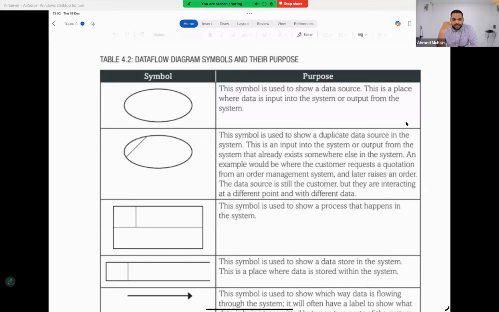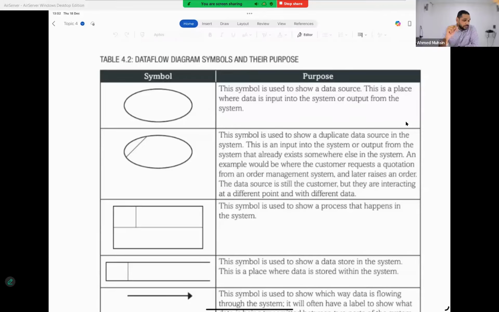Then can you all see the symbol for a process? For a process like generating a bill, or weighing an item. Processes are drawn inside that shape. I don't know what you call that shape.